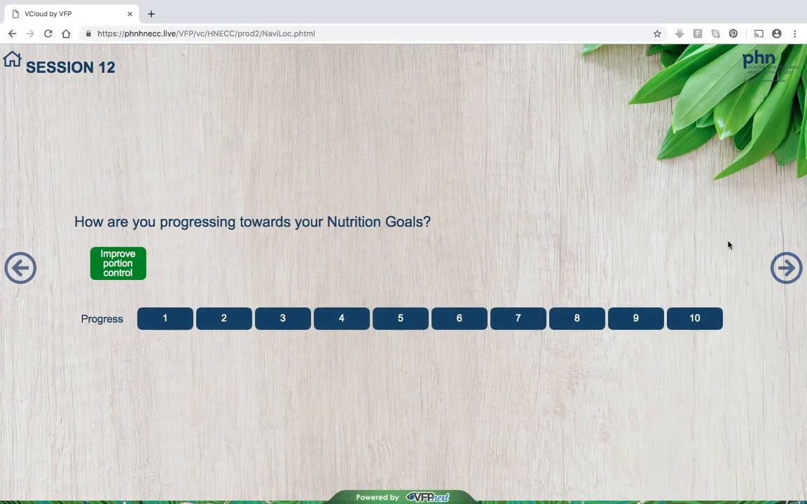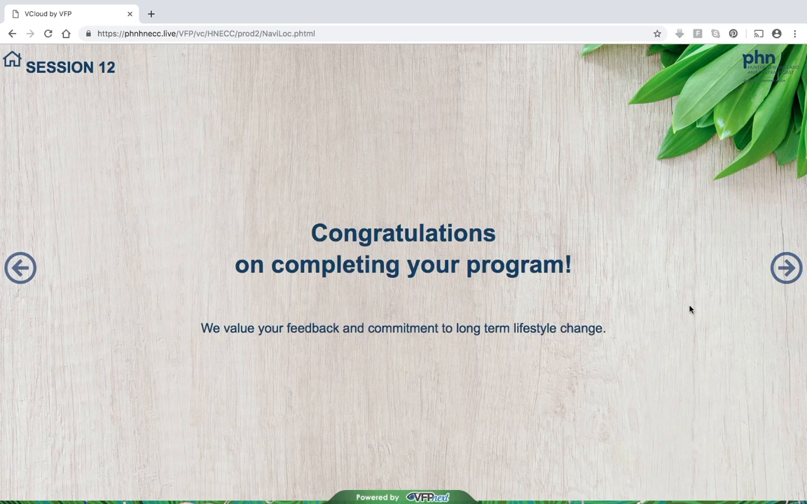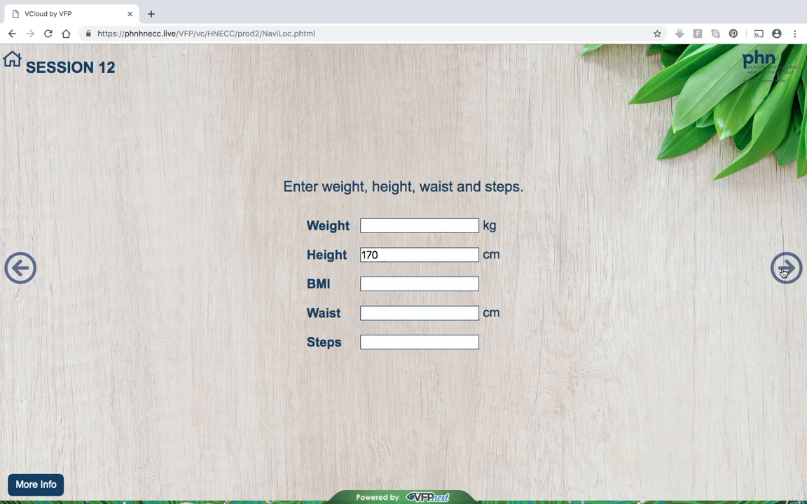Again, we start off the session by scoring how they're progressing towards their nutrition goals, their physical activity goal, and the lifestyle goal that they chose in session 1 or they re-chose throughout the program. And then we just have a discussion about or congratulate your patient on completing the program, and then we'll actually move on to weighing the patient.